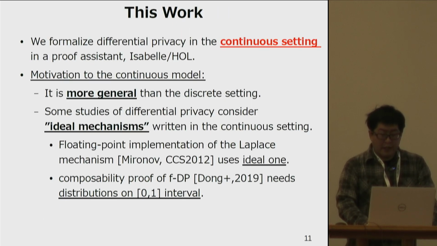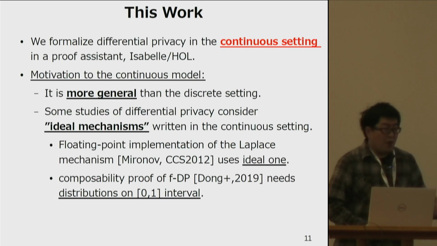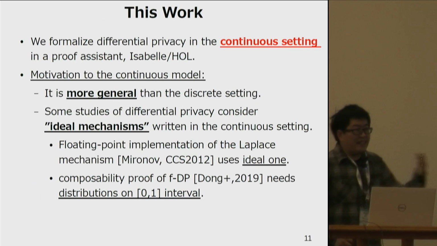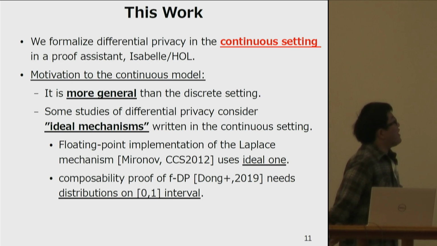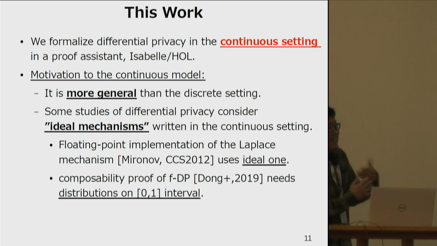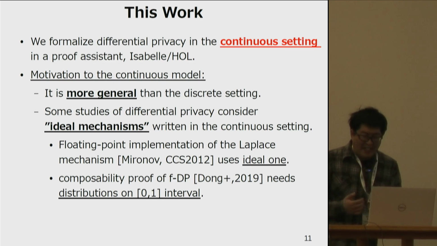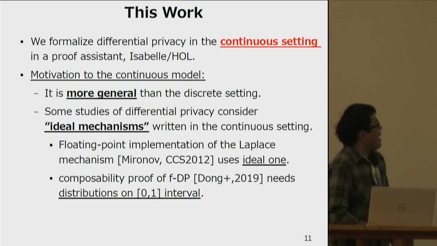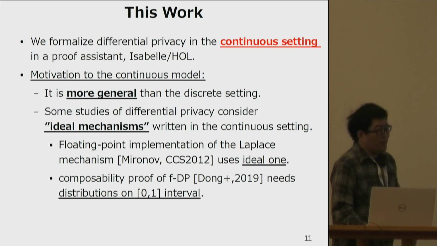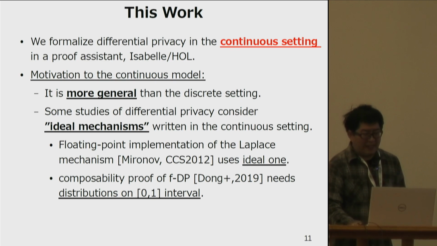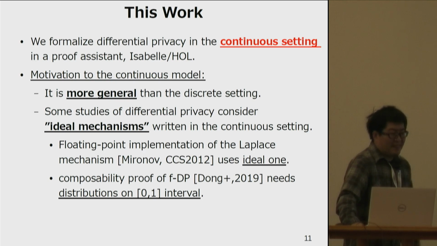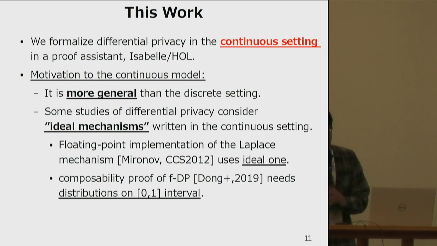Okay, so we briefly see the result of what we formalized. In this work, we formalize differential privacy. We give a differential privacy library in the continuous setting in the proof assistant Isabelle/HOL. The motivation for the continuous model is as follows. First, a continuous model is more general than the discrete model.